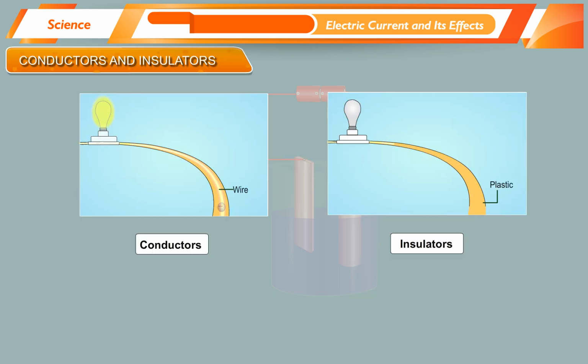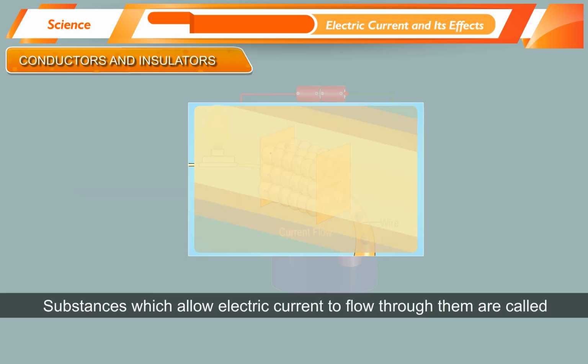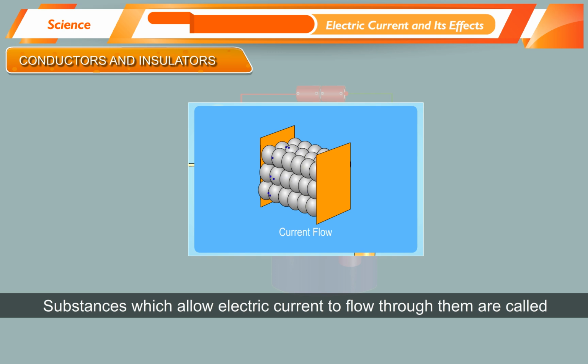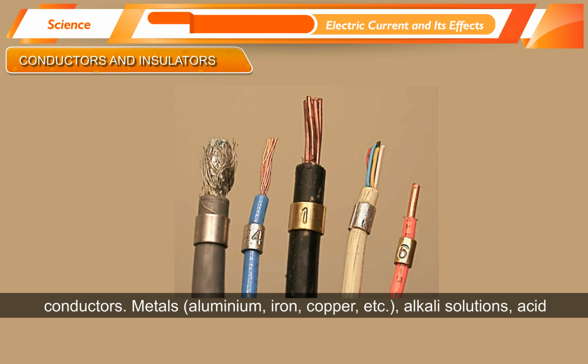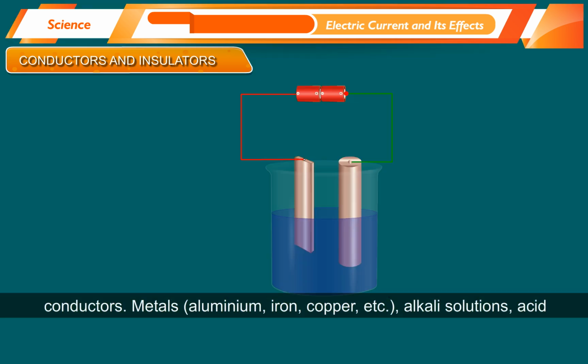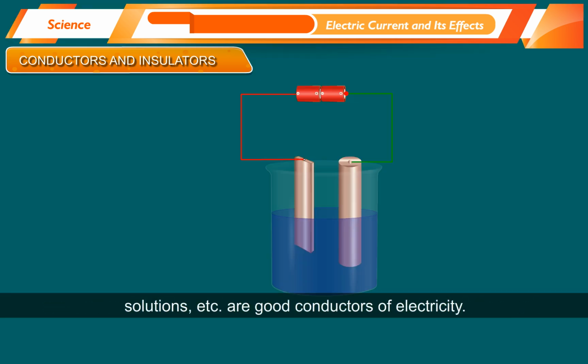Conductors and insulators. Substances which allow electric current to flow through them are called conductors. Metals like aluminium, iron, copper, etc., alkali solutions, acid solutions, etc., are good conductors of electricity.